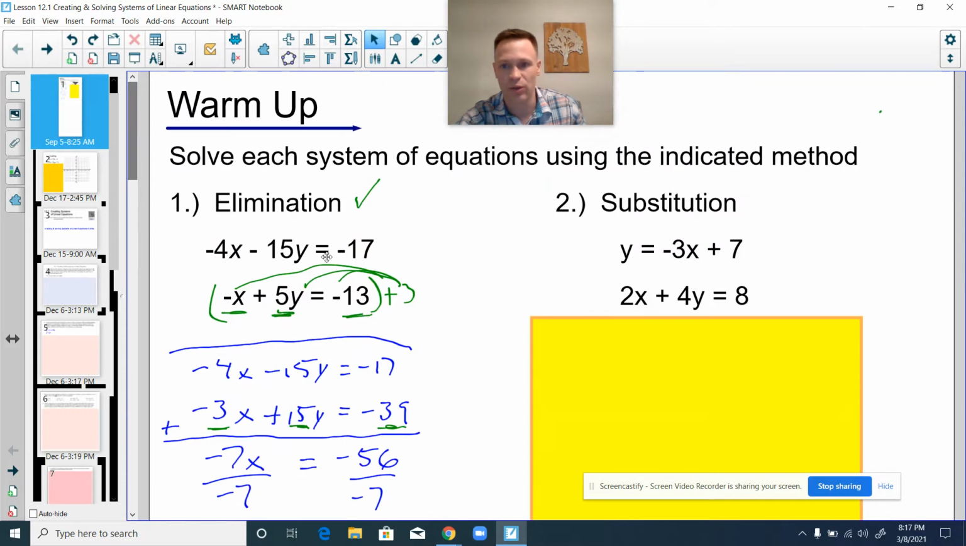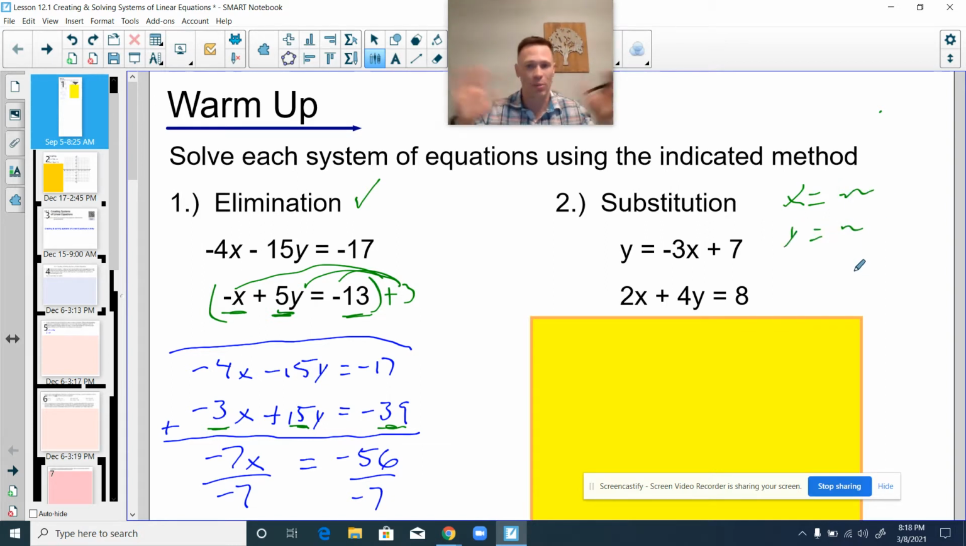All right, so that's a review of elimination. Substitution now. Remember, in substitution, we first have to have an equation solved for a variable, meaning we have to have x equals something, or y equals something, one or the other, not both. In this case, I know that y is equal to something. It's negative 3x plus 7. So that whole expression is going to be substituted in for that y.